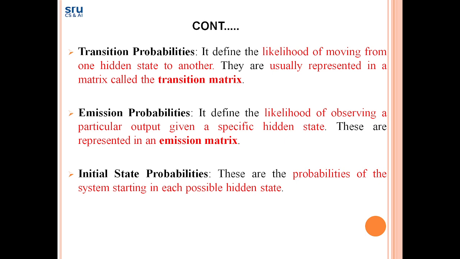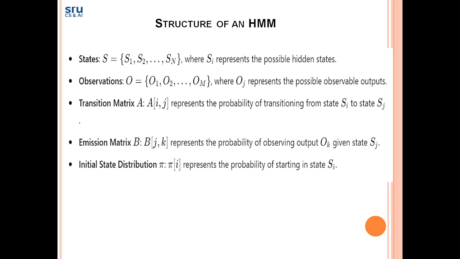Emission probability defines the likelihood of observing a particular output given a specific hidden state. It is represented by the emission matrix. Initial state probabilities are the probabilities of the system starting in each possible hidden state. So these are the components of the structure of an HMM.